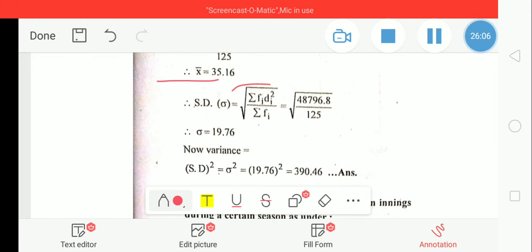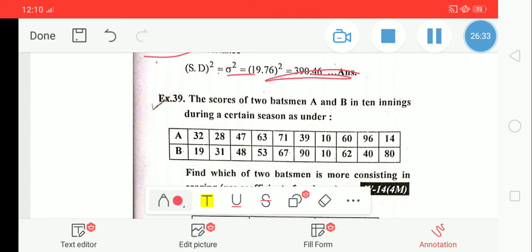Now standard deviation sigma is equal to square root of summation of fi di square divided by summation of fi. It is under root 48,796.8 divided by 125. So sigma is equal to 19.76. Now variance, we know that variance is equal to standard deviation square, and sigma square is equal to 19.76 square, that is 390.46. That is the variance.